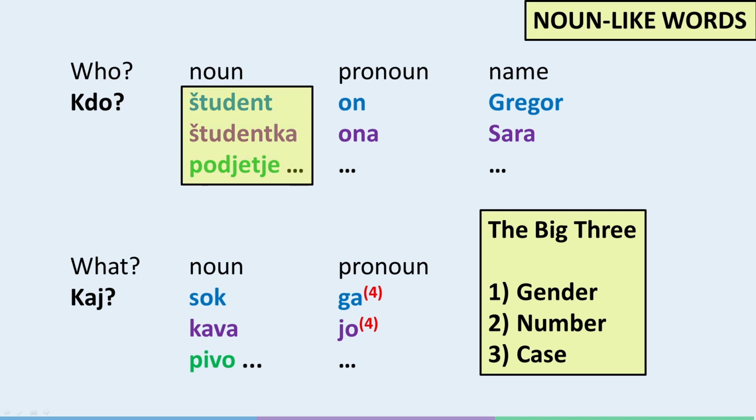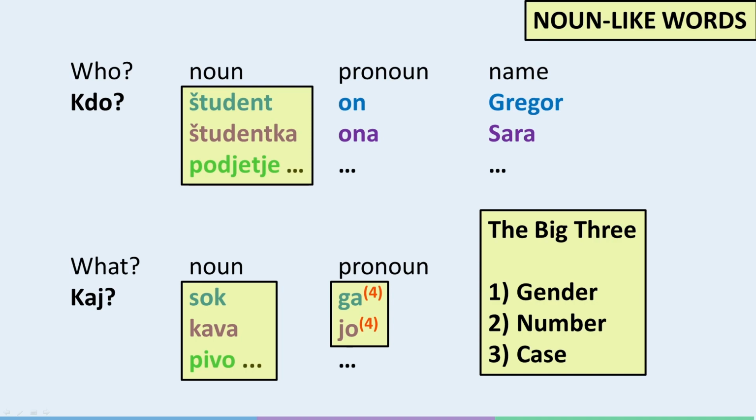Gender means that such words are either masculine, feminine, or neuter, represented by the colors blue, purple, and green. Number means that such words are either singular, dual, or plural. All words on screen are in the singular, by the way, so it's one juice, one coffee, and one beer. And case means that they come in 6 different forms depending on the function they have in a sentence. All words on screen are in their basic form, or case number 1, except for ga and jo, which are in case number 4, of course.